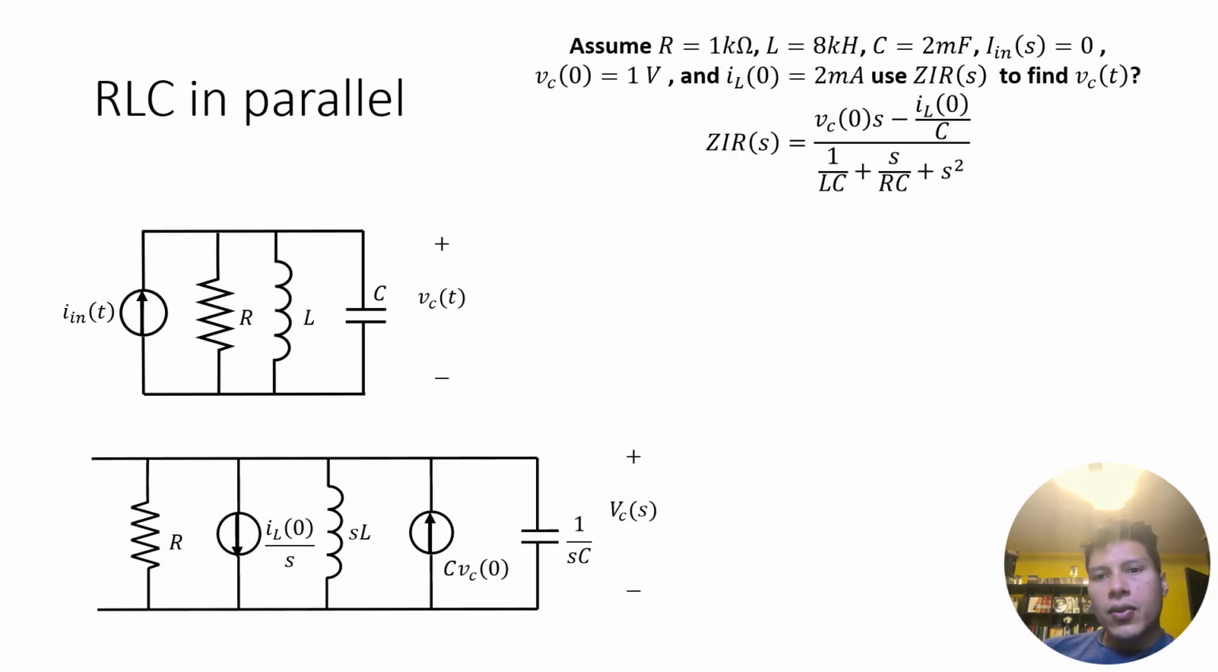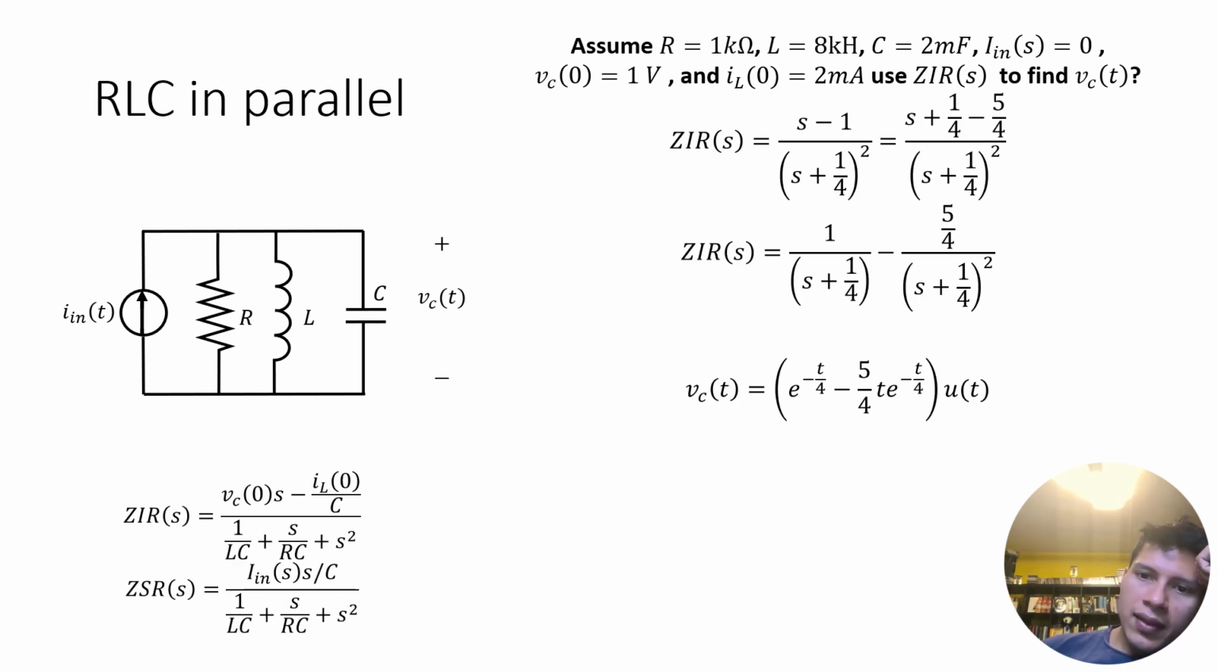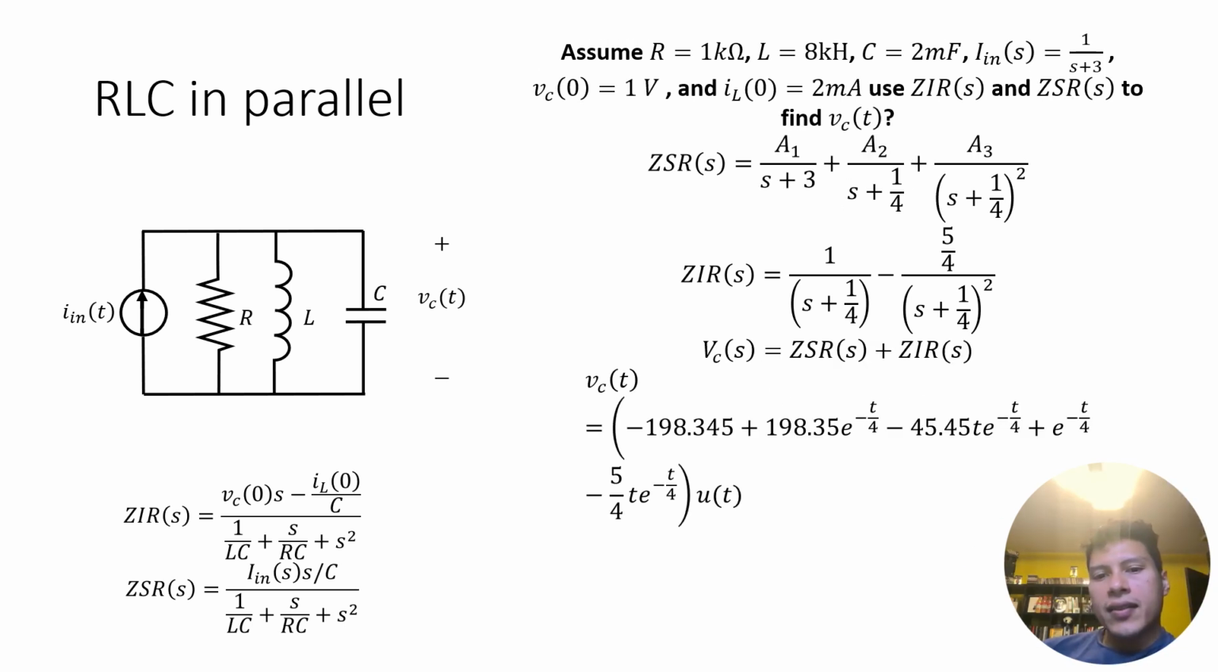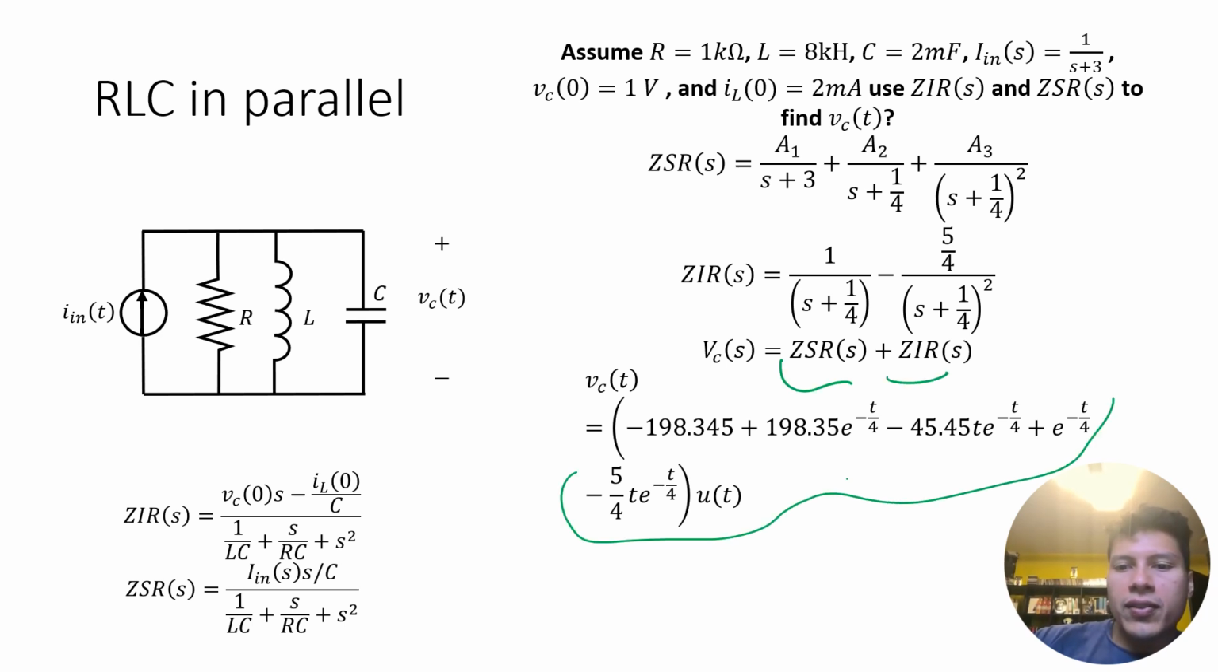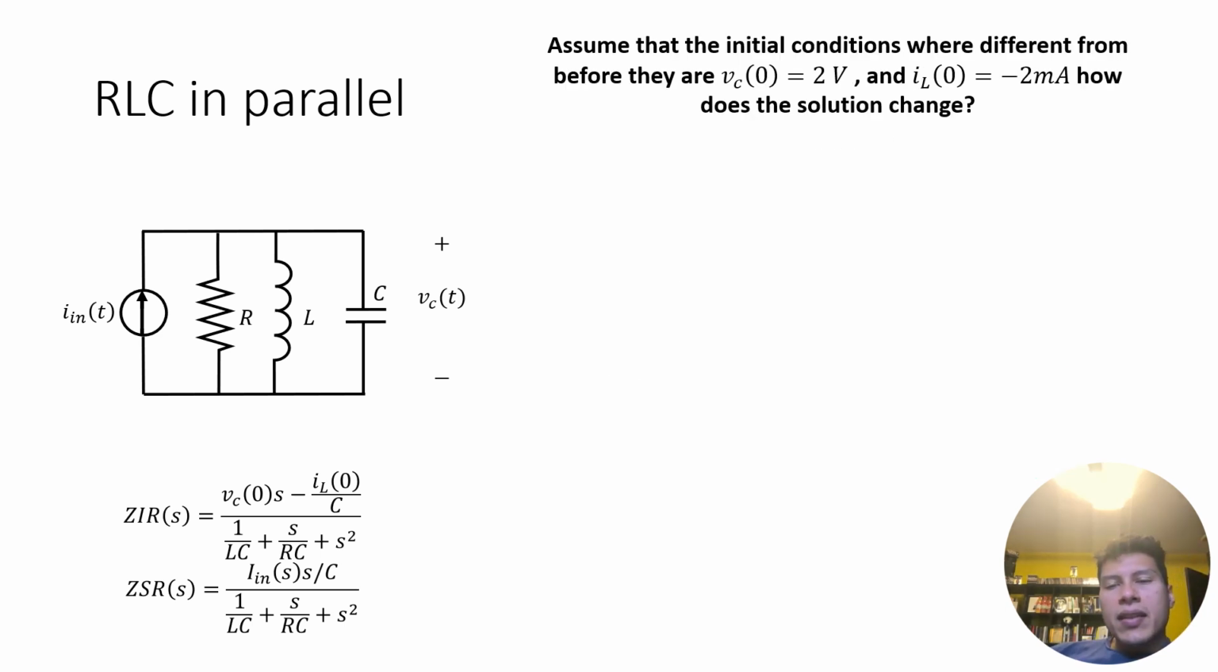Okay, so we can find the zero input response the same exact way. And so once we have those two, we can combine the zero input response with the zero state response to get the total response, which is what the prompt asked us to do. Okay, so that's basically it.